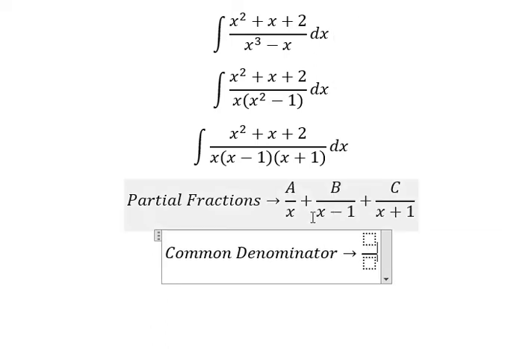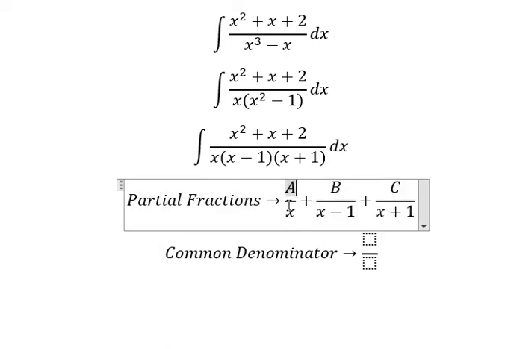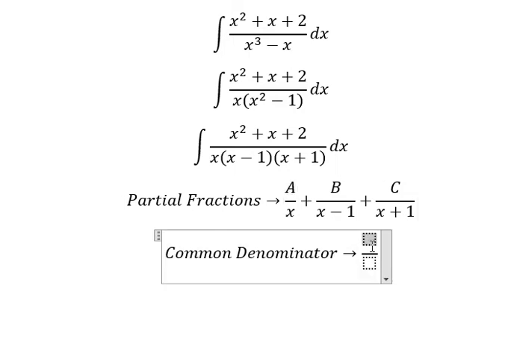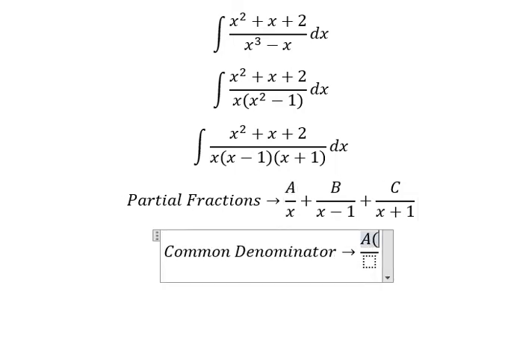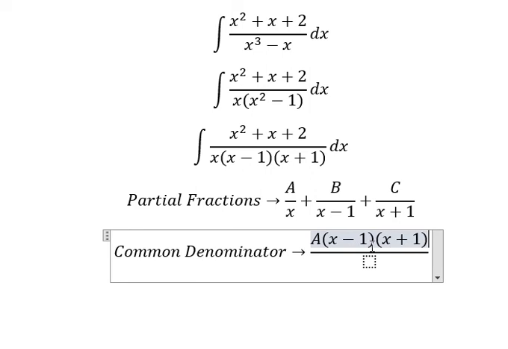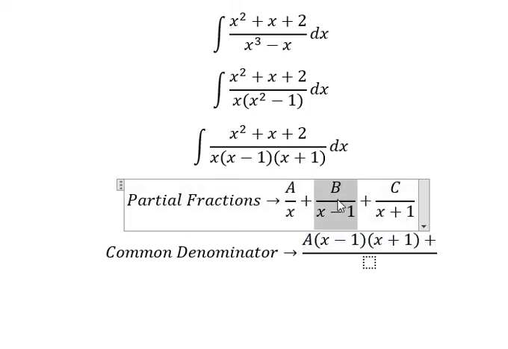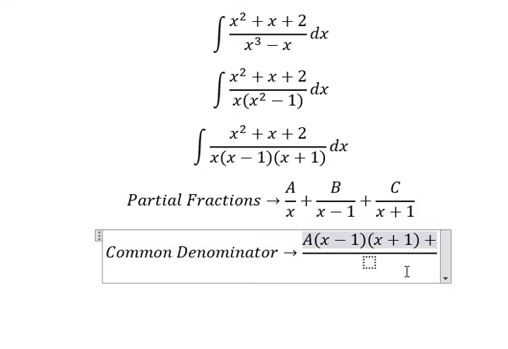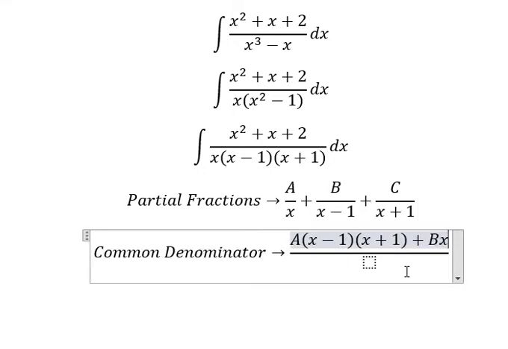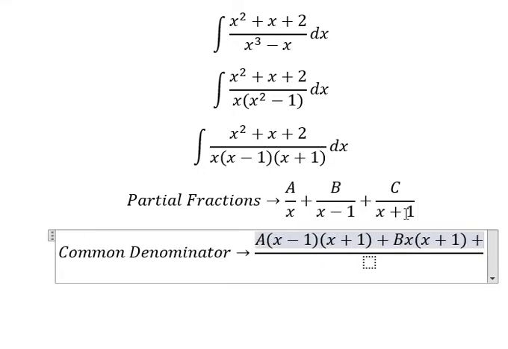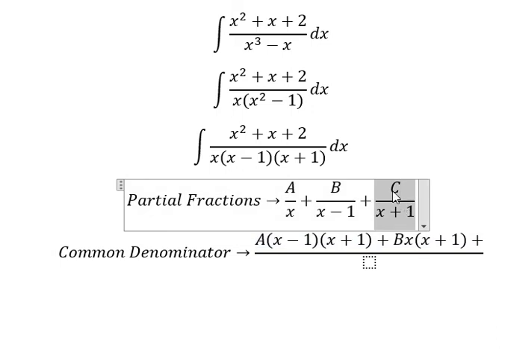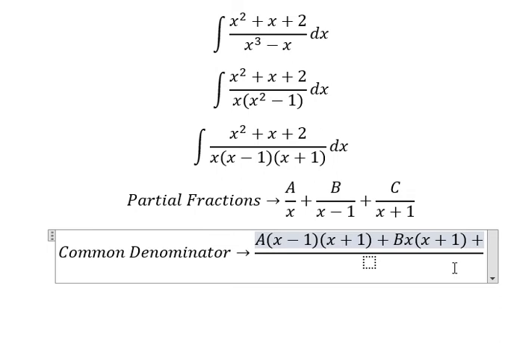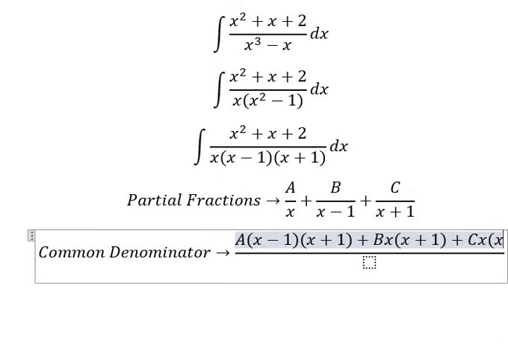So about this one, it is missing s minus 1, s plus 1. So capital A multiplied by s minus 1, s plus 1. About this one, it is missing s and s plus 1. So capital B multiplied by s and s plus 1. About this one, it is missing s and s minus 1. So C multiplied by s and s minus 1.